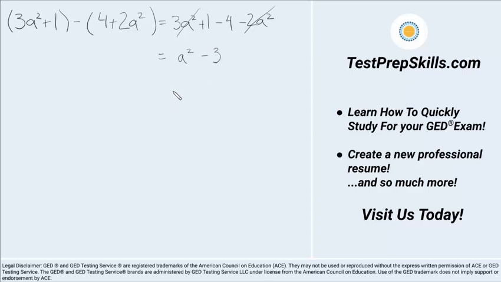Okay, so that's our whole answer there. This whole complicated big question can simplify in just a few steps to a squared minus 3.